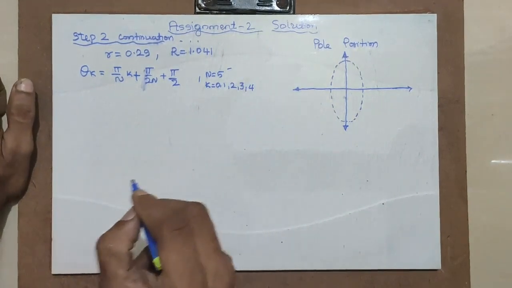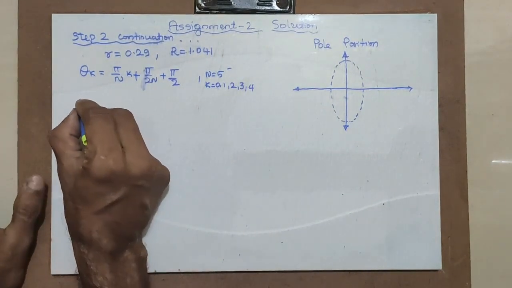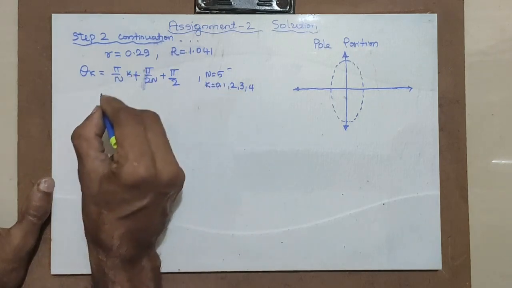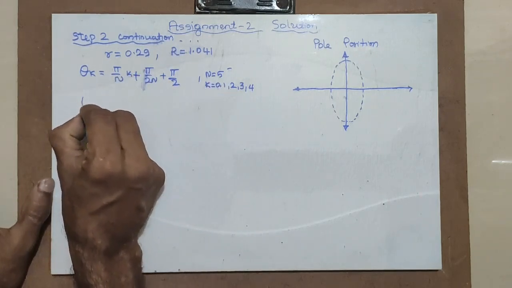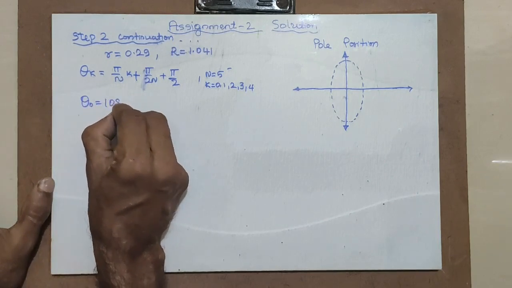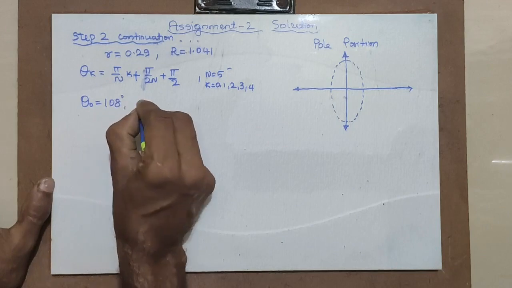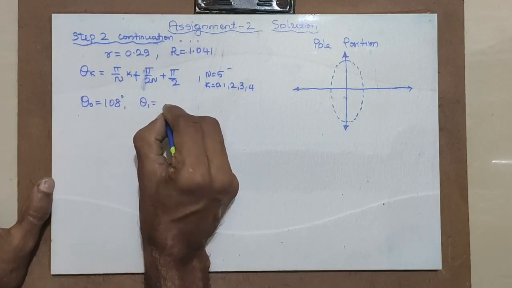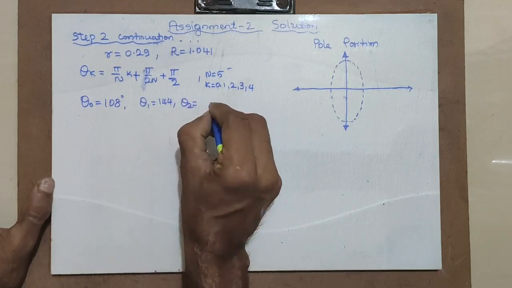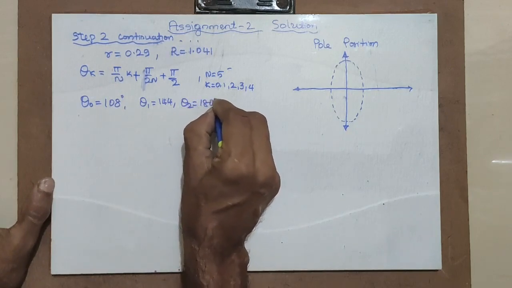K is equal to 0, 1, 2, 3, 4. Now if you apply this, you can do that. K is equal to 0 first, then k is equal to 1, and most of you can find this also. Hence I shall not elaborate this step. Theta naught has come out to be 108 degree. Theta 1 is equal to 144. Theta 2 has come out to be 180 degree.